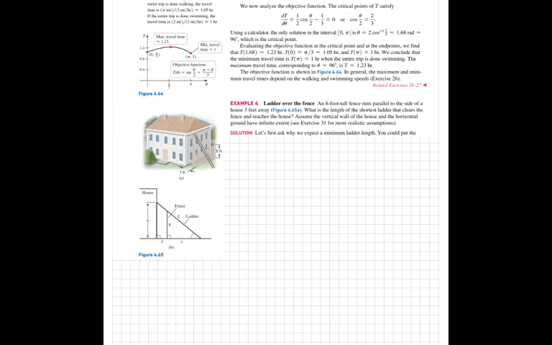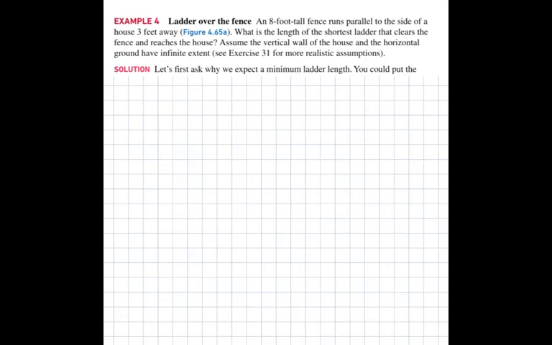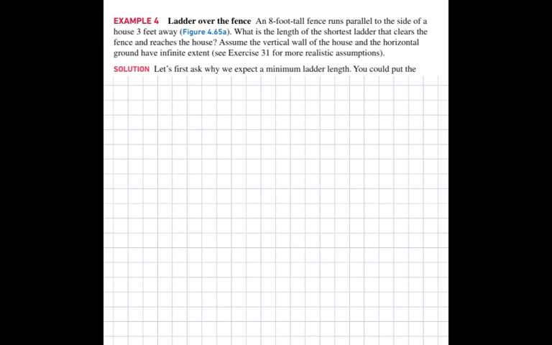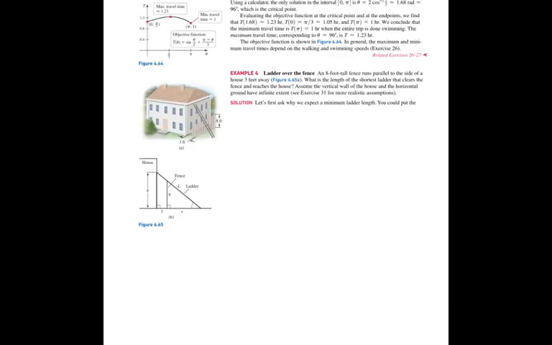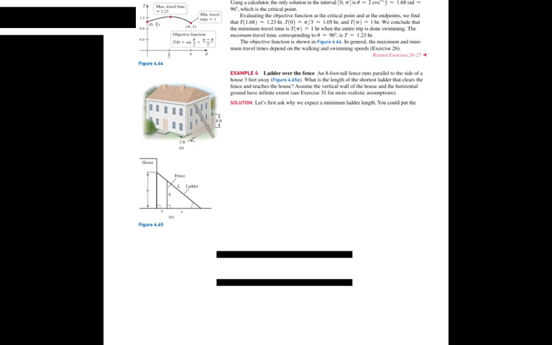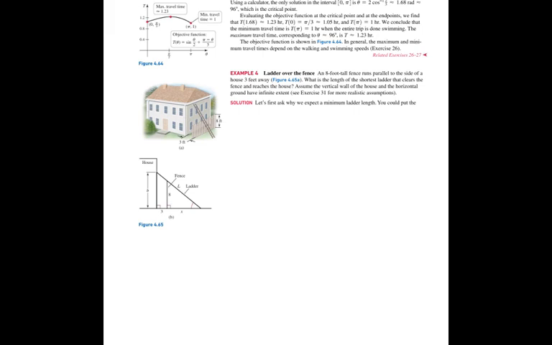All right. So we have this example 4, right? It says an 8-foot tall fence runs parallel to the side of a house 3 feet away. What is the length of the shortest ladder that clears the fence and reaches the house, assuming that the vertical wall of the house and the horizontal ground have infinite extent? Okay, so we have the house. So we have this image going on. So we have the fence, we have the ladder, and we have the house.